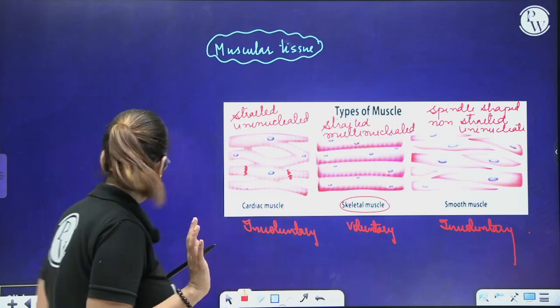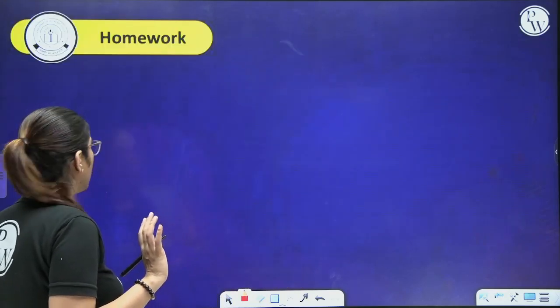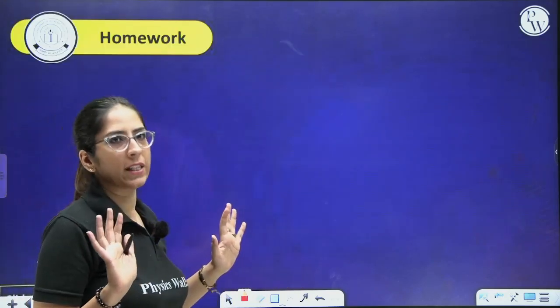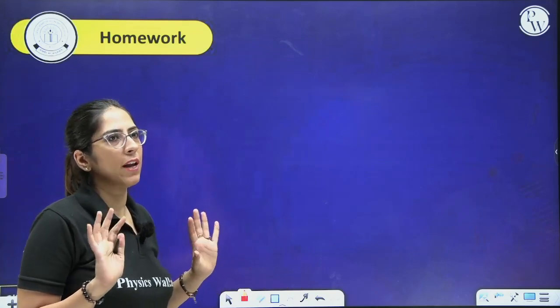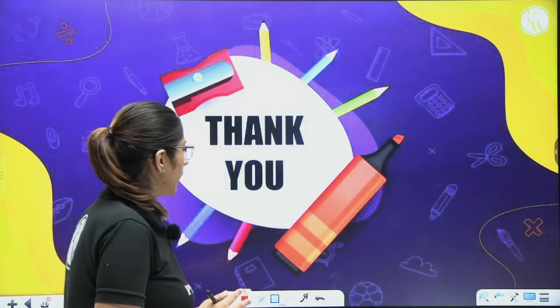So let's wind up the chapter over here. So with this, let's wind up. Now what you have to do is go through the NCERT. Whatever examples are there, you have to do those, guys. Okay, so let's wind up over here.